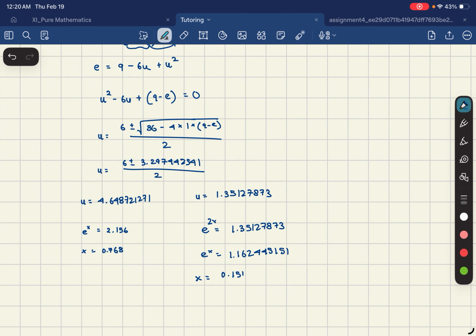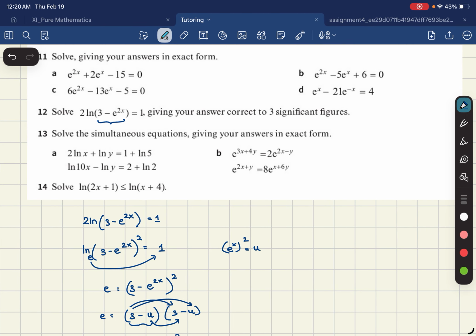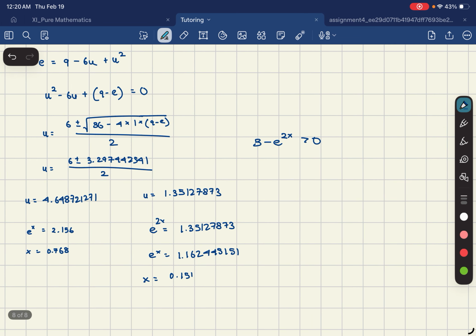So now we want to substitute back, because we have a restriction. Let's not forget that. Our restriction is that 3 minus e to the power 2x must be bigger than 0. So let's substitute back our x's. If my u, which is e to the power 2x, is 4, then 3 minus 4 is going to be less than 0. It's just going to be negative. So this answer is not possible. So only this answer is the correct answer.